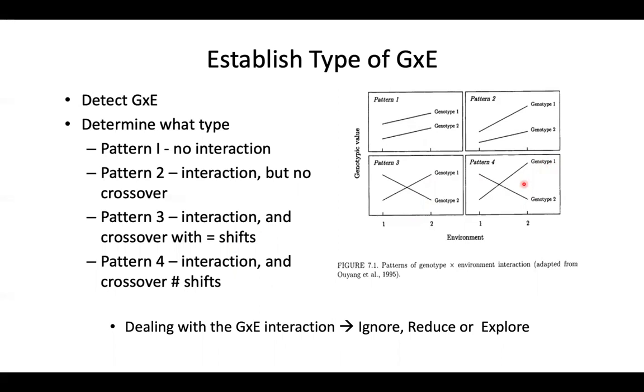And how can we deal with those G by E interactions? If there is no crossover, so there are no changes in the rank of the genotypes, we can just ignore that G by E, although it is significant. We're going to see how to assess the significance of G by E effects using a linear mixed model. We're going to learn this today. If we see that the G by E is significant but there's no crossover, we just ignore it.